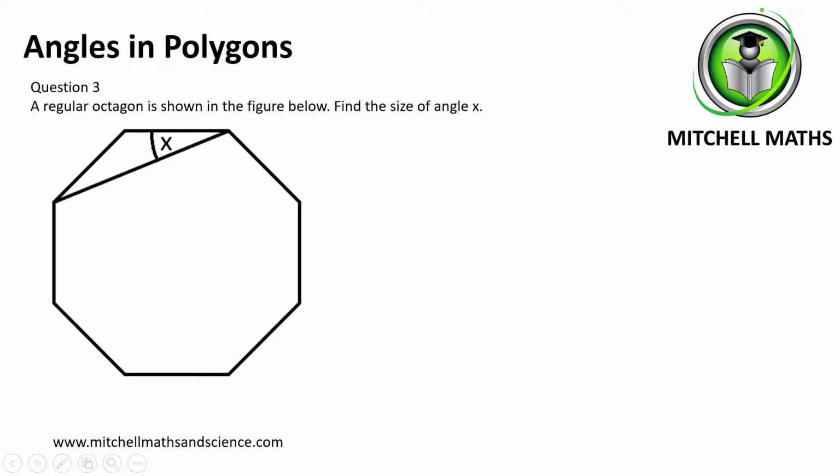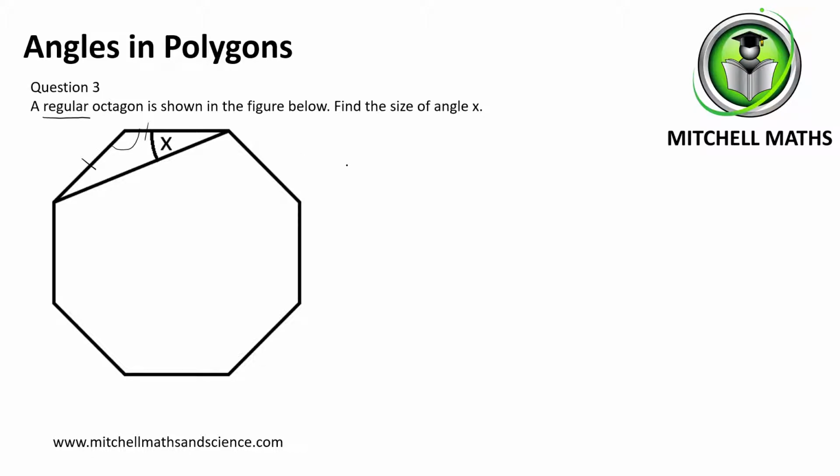A regular octagon is shown in the figure below. Find the size of angle X. Again, because we've said it's regular, we know that these two sides are going to be the same length, so we're dealing with an isosceles triangle. And if we can work out this angle here, we'll be able to find out what angle X is. And that's one of the interior angles here.